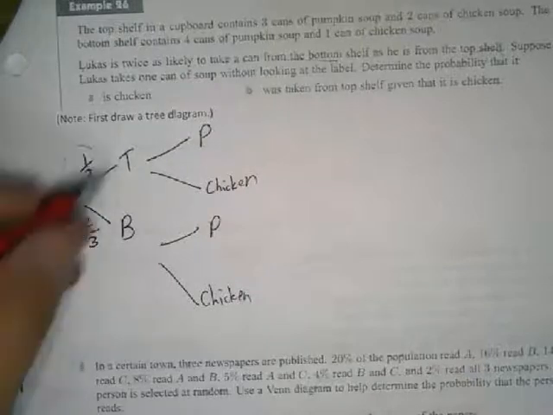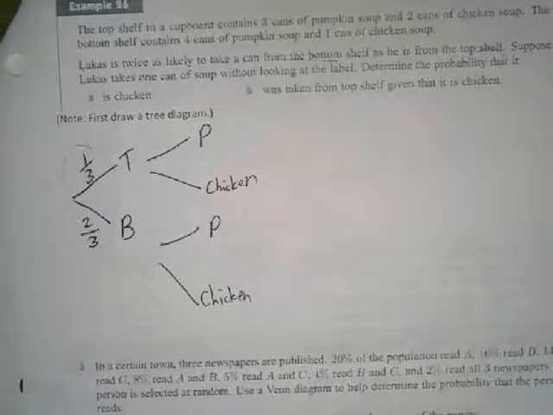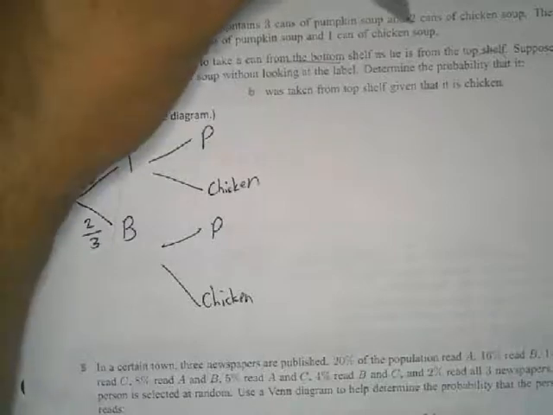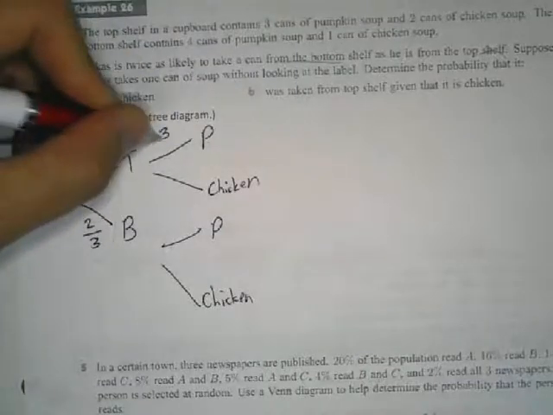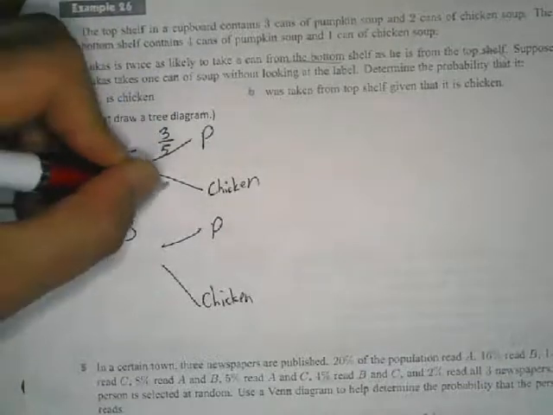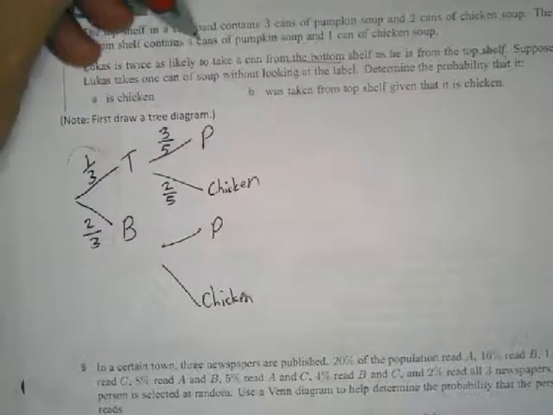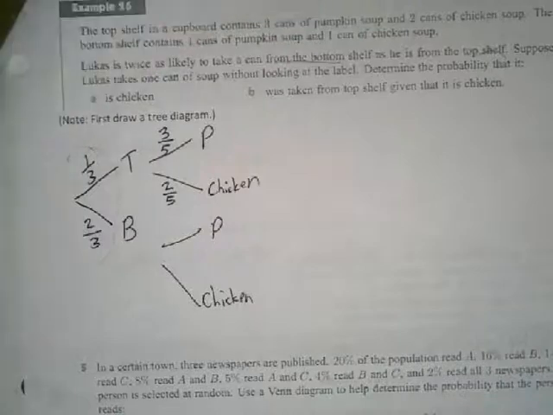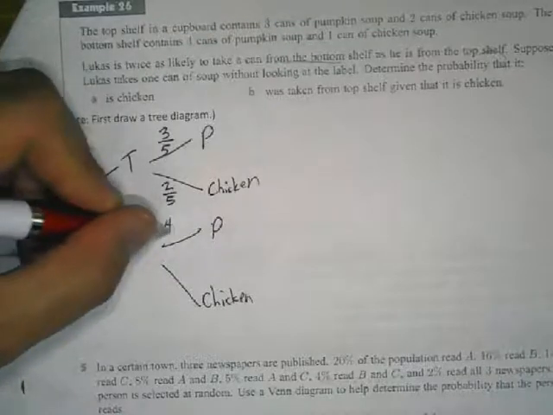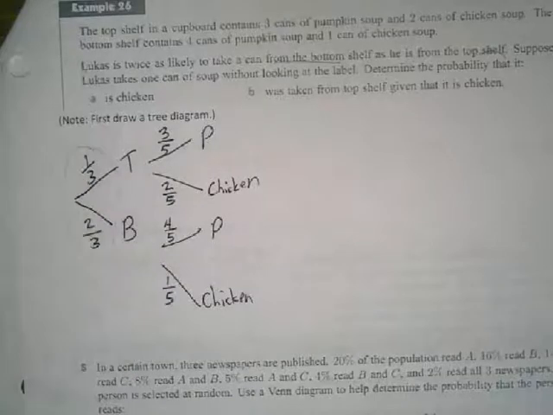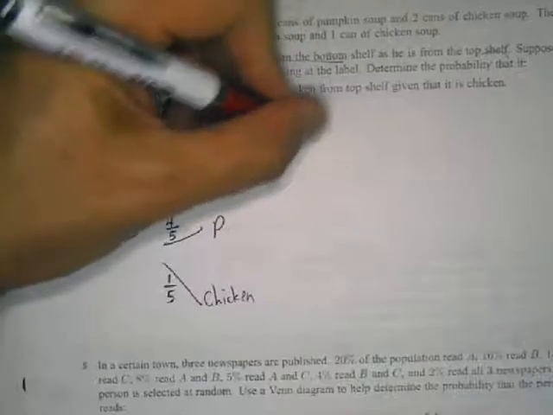Okay, so now we've figured out what shelf we're going to pick from. If it's the top shelf, there's 3 cans of pumpkin and 2 cans of chicken. So 3 over 5 and 2 over 5. Okay, next. The bottom shelf contains 4 cans of pumpkin and 1 can of chicken. So 4/5 and 1/5. Okay, so now let's answer the first question. What's the probability that the person likes chicken?